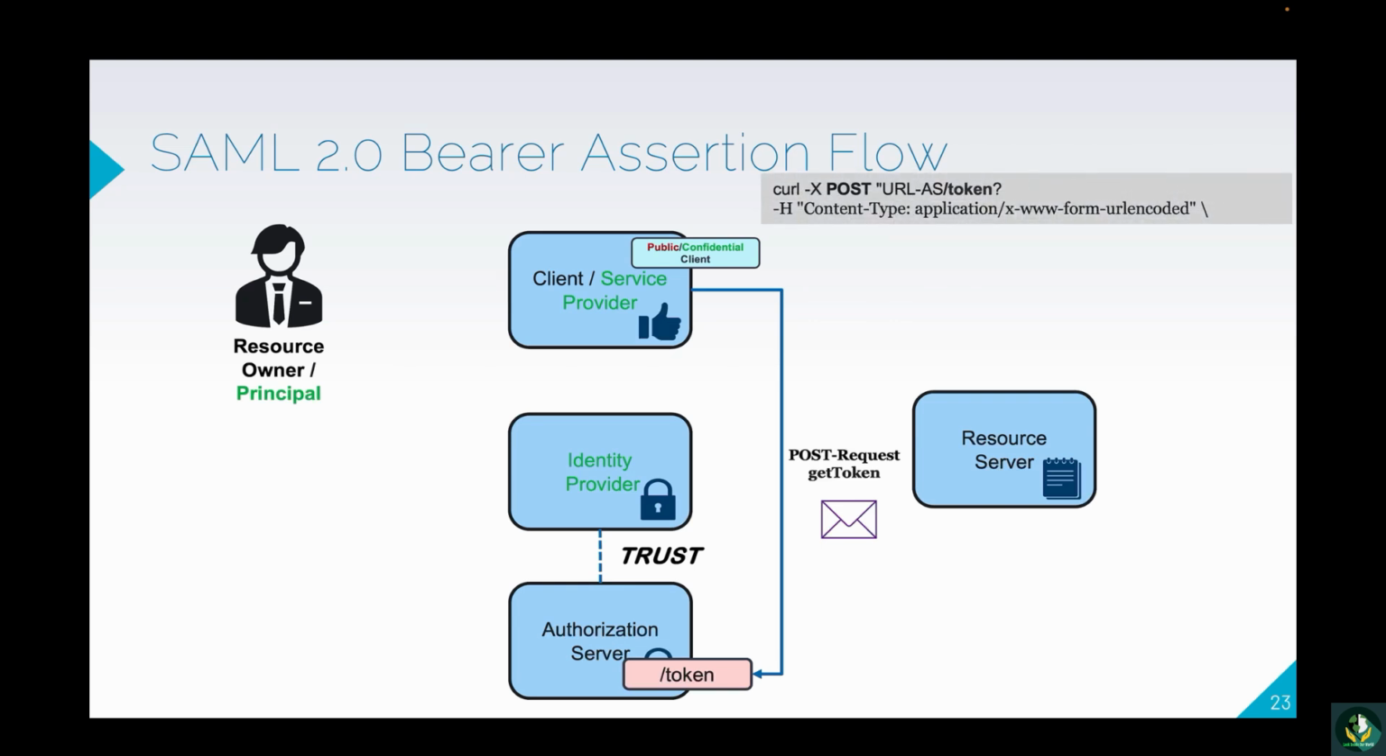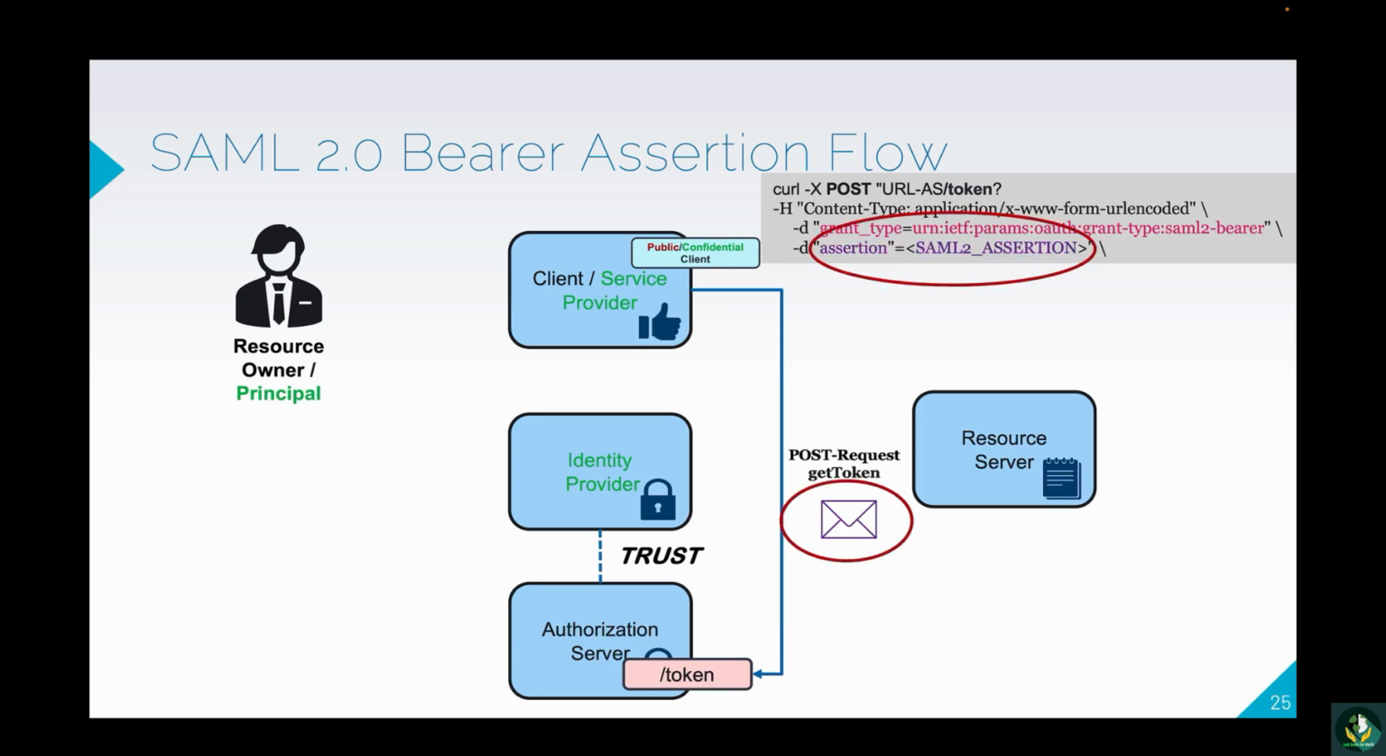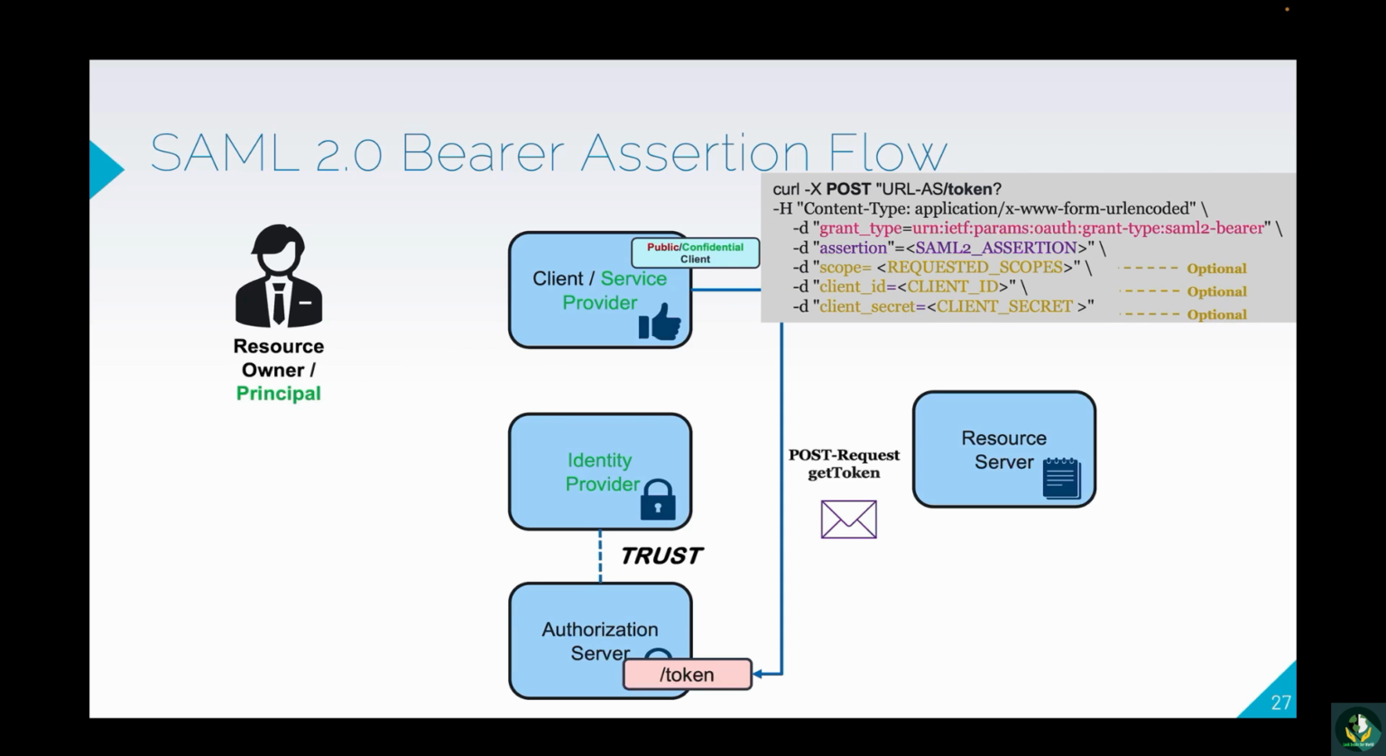Here's how the curl command looks. The client sends a POST request to the token endpoint. The content type is set to URL encoded form data. The grant type is set to SAML2 bearer, indicating the use of the SAML bearer assertion flow. The assertion parameter contains the SAML bearer assertion to be exchanged. Optionally, the request can include a scope parameter for fine-grained access control. If the client is confidential, credentials such as client ID and client secret are also included in the request.